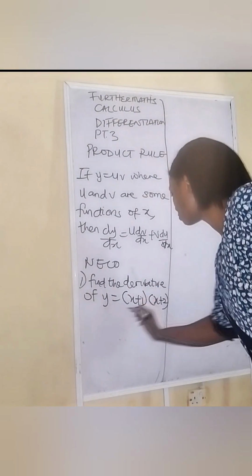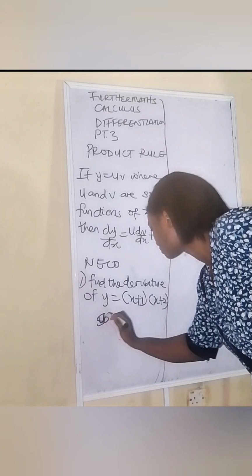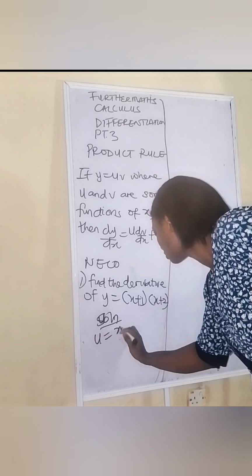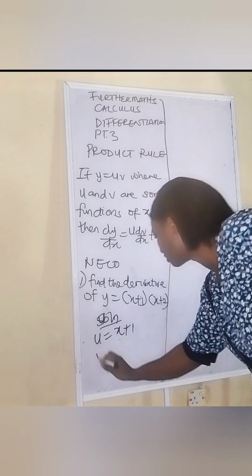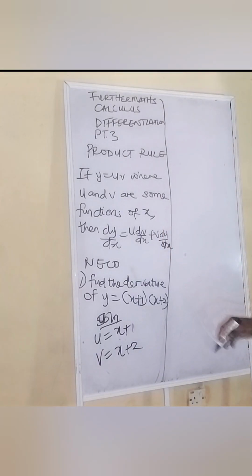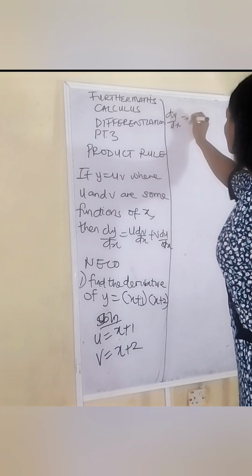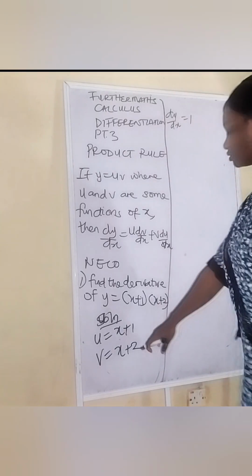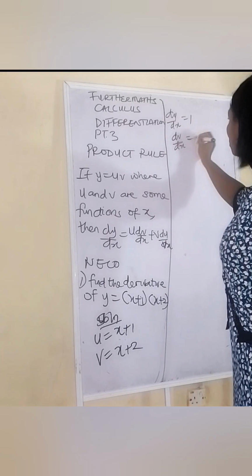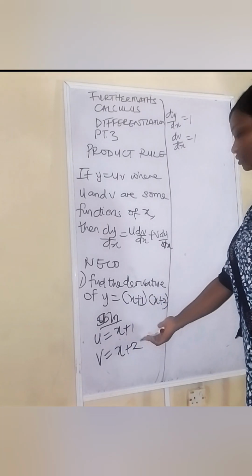So this is u, solution. Now this is u, x plus 1, and this is v, x plus 2. Now let's get our du/dx. Our du/dx is 1. Okay, so our dv/dx is also 1. Do you understand? We already know how to differentiate, so this shouldn't be a difficult thing. Do you get it now?